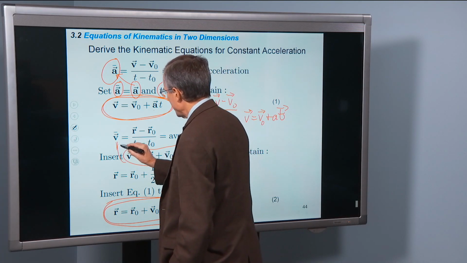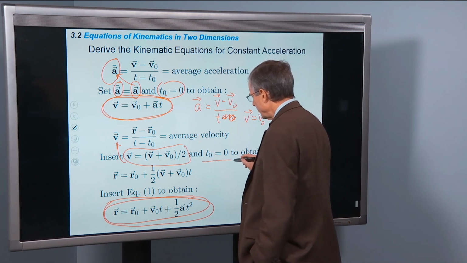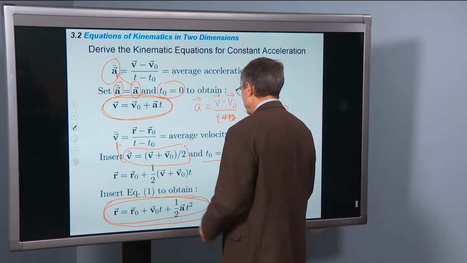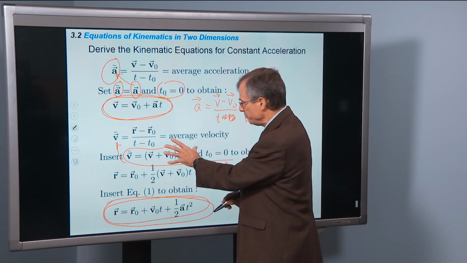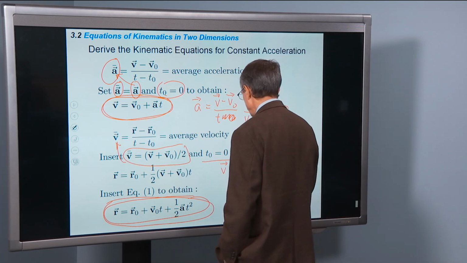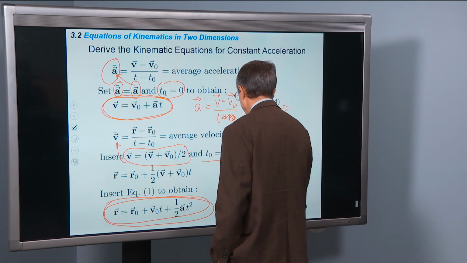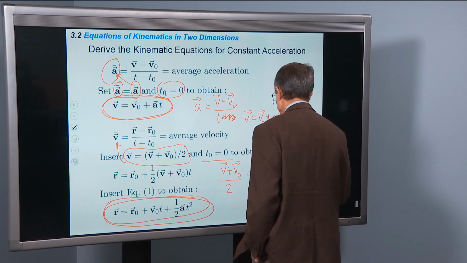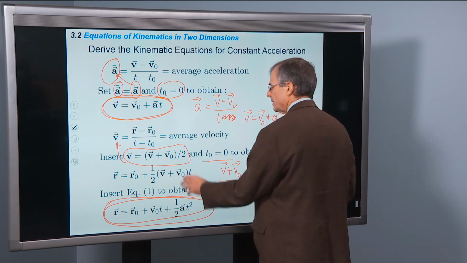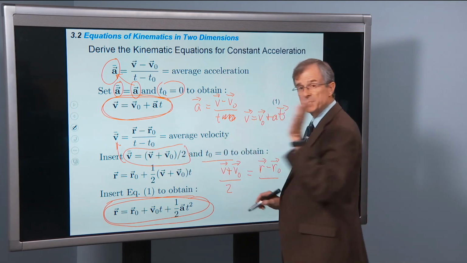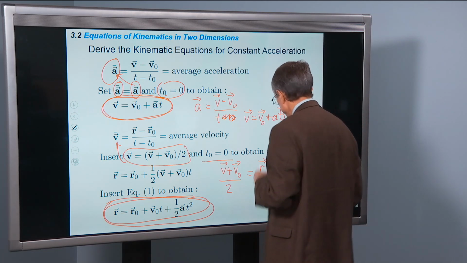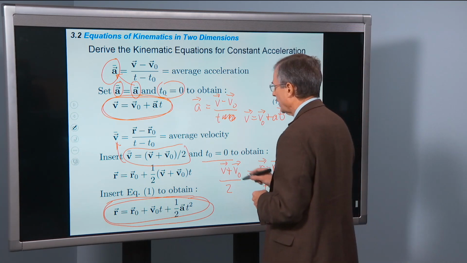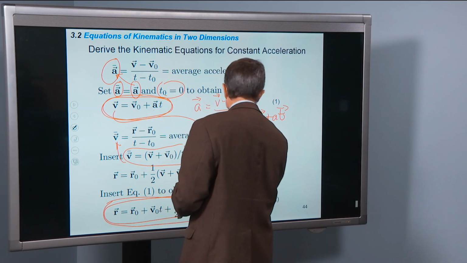And if we substitute that into here, and we again take T naught equal to 0, then we'll get V. So I'm plugging this beast here into there. V plus V naught over 2, that's the left side, equals R minus R naught divided by T minus T naught, but T naught is 0. So it's just T. And then we're going to insert equation 1 for V. This equation here goes right into there.